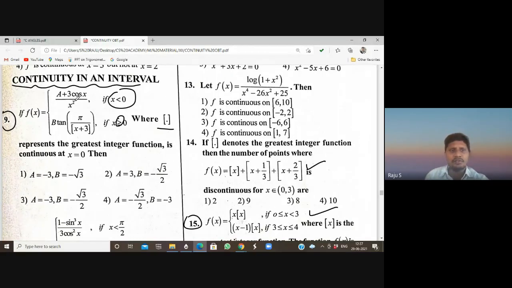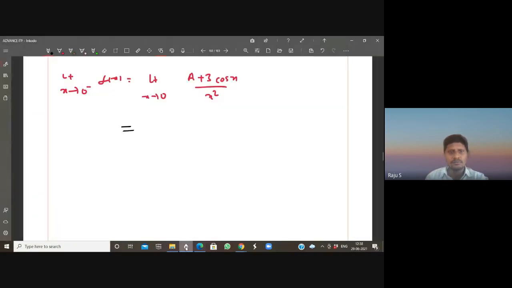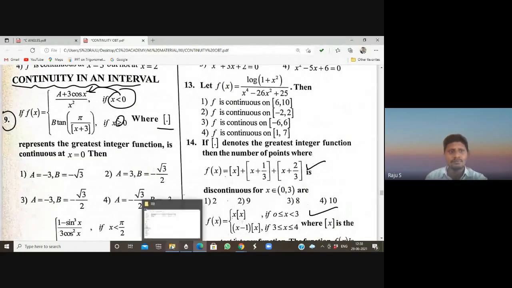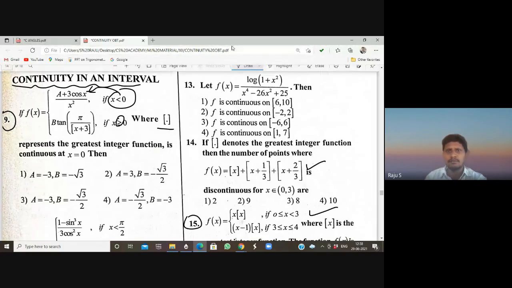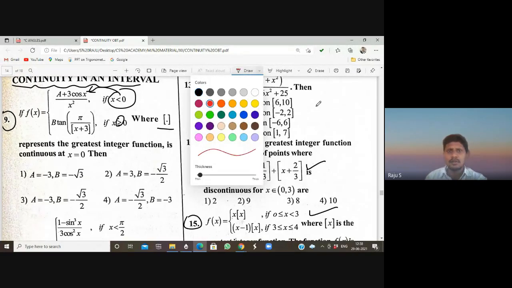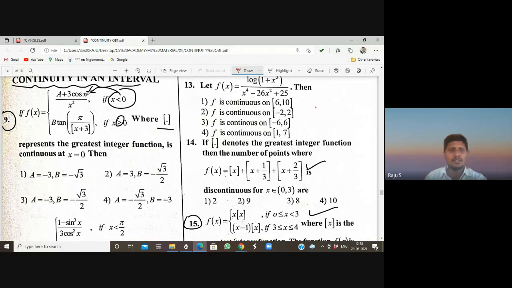When I substitute x value 0 here, what value are we going to get? When I substitute 0, we are going to get a plus 3 into cos 0. So a plus 3 by 0 we are getting. So something by 0 is infinity.